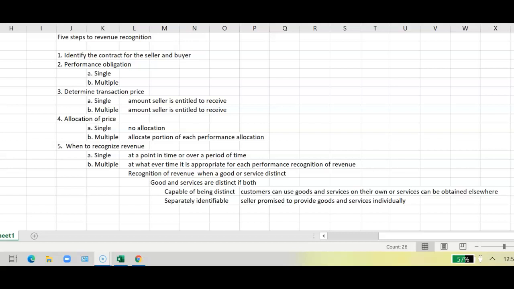Now, when is revenue recognized? When the goods or services are distinct. What does it mean for goods and services to be distinct? It has to follow the 2 criteria below. Capable of being distinct: the customer can use the goods and services on their own or go purchase it somewhere else. And it has to be separately identifiable. The seller promises to provide the goods and services individually.